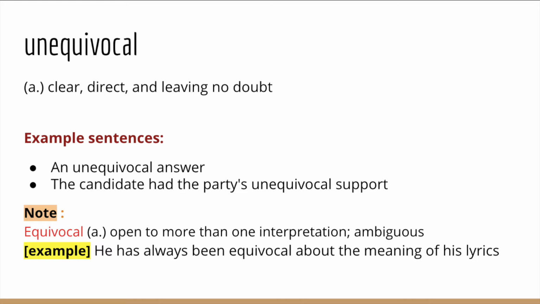In English, if you put an un, in the very front of a word, that means the opposite of something. So equivocal, E-Q-U-I-V-O-C-A-L, is the opposite of unequivocal. So equivocal here means open to more than one interpretation. It's vague and ambiguous. The example sentence here is, he has always been equivocal about the meaning of his lyrics.